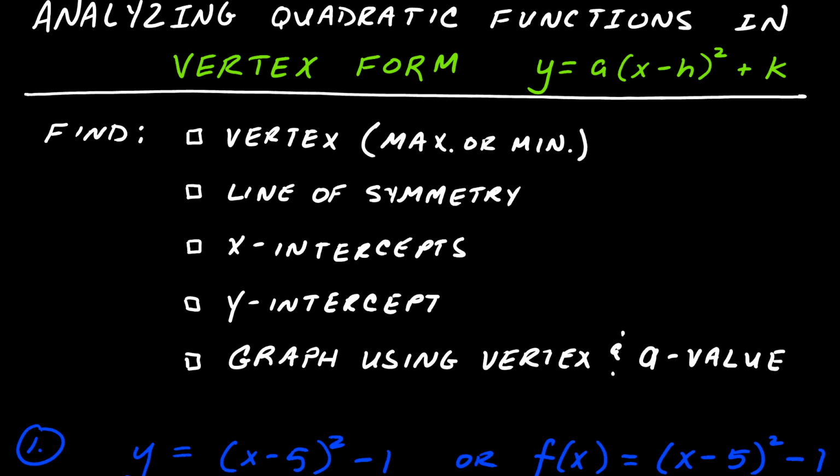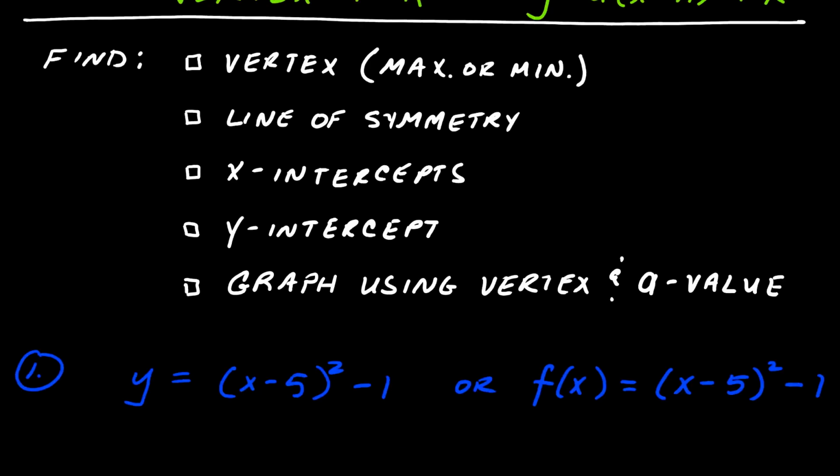In this video, we'll look at analyzing quadratic functions in vertex form. In doing so, we'll find the vertex, determine whether it's a maximum or minimum, the line of symmetry, x-intercepts, y-intercept, then we'll put it together on a graph using the vertex and the a value.